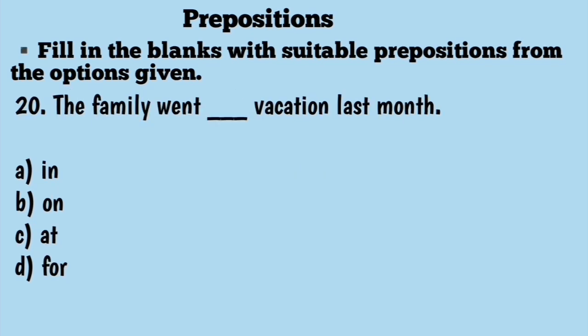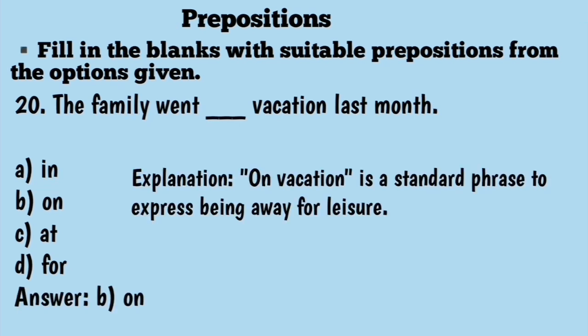Next, the family went dash vacation last month. Option A in, option B on, option C at, option D for. Answer is option B on. On vacation is a phrase to express being away for leisure.